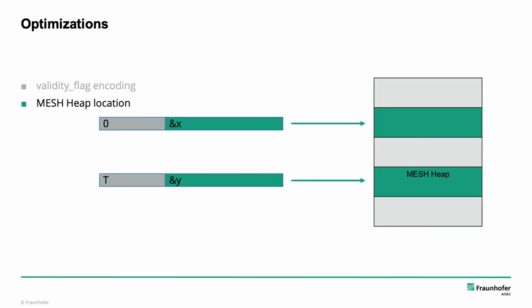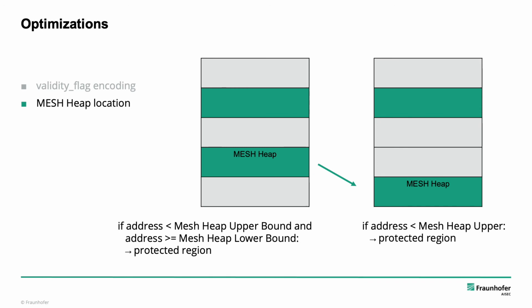Then, we take a look at the checks done on untagged pointers, which can be very costly. If we move the Mesh heap low in memory on the first usable page, we can merge the two checks for determining if an address is within our heap into just one.